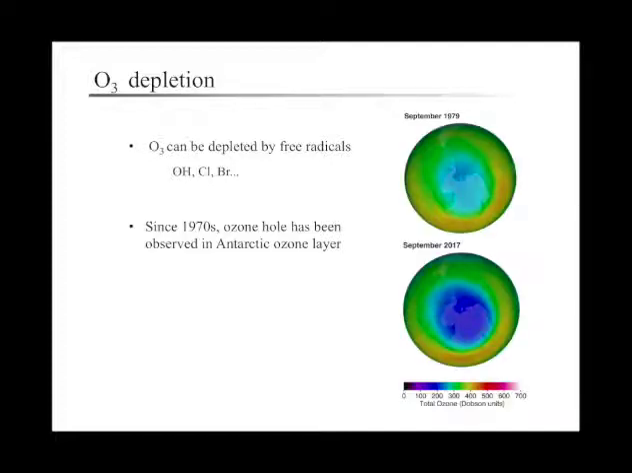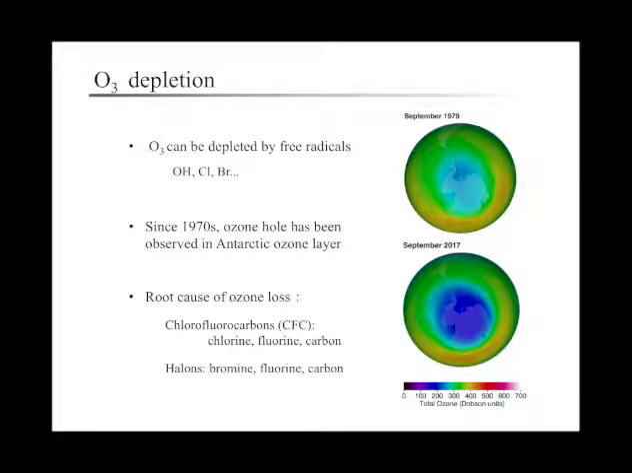Since the late 1970s, a larger springtime decrease in the stratospheric ozone layer around Earth's polar regions has been observed, especially in the Antarctic region, which is referred to as the ozone hole. The root cause of ozone loss over the Antarctic is man-made CFCs, compounds consisting of chlorine, fluorine, and carbon, and halons, consisting of bromine, fluorine, and carbon.